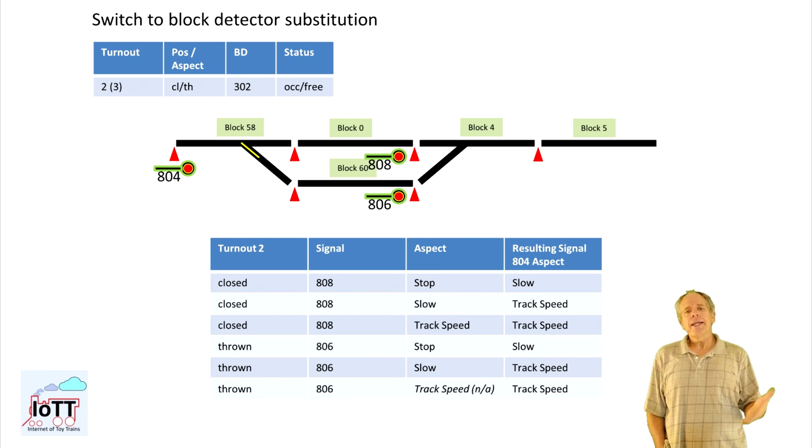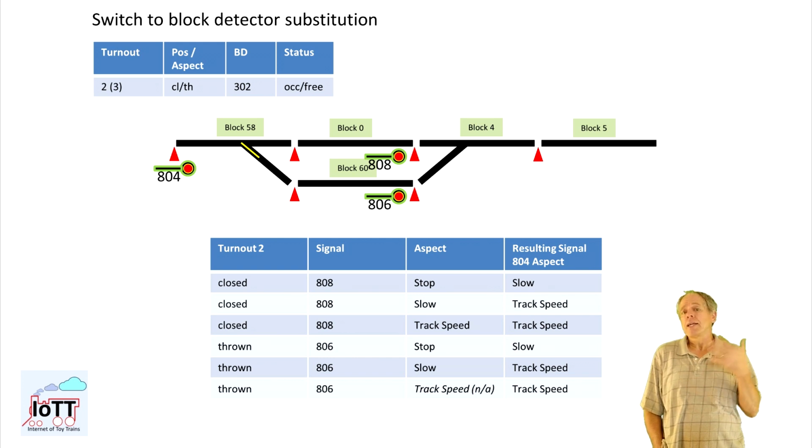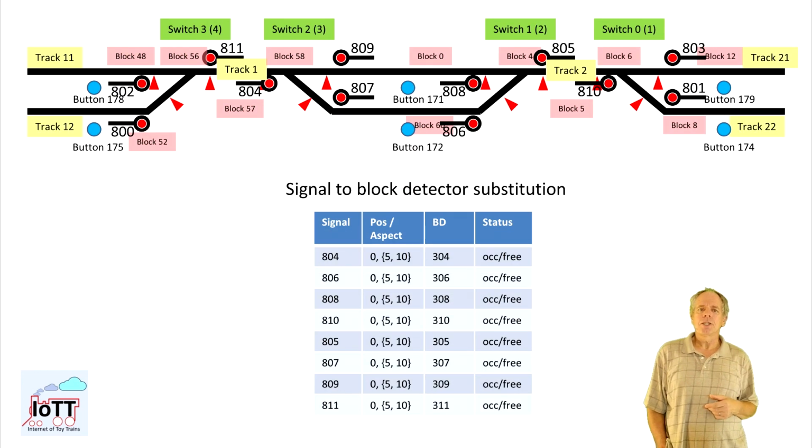If signal 808 is slow, signal 804 displays track speed, and if signal 808 already is track speed, 804 shows track speed as well. So in fact, the aspect shown on signal 808 determines whether signal 804 shows slow or track speed. But since 804 shows track speed as long as 808 does not show stop, we are down to 2 different statuses, which means we can substitute the signal aspect with a block detector message as well.